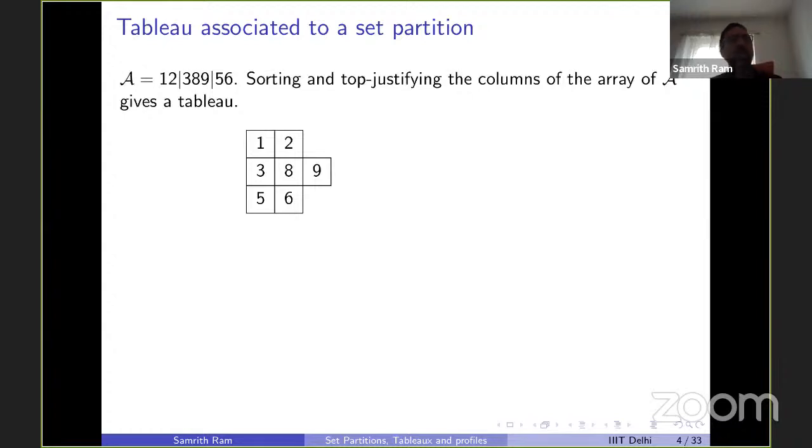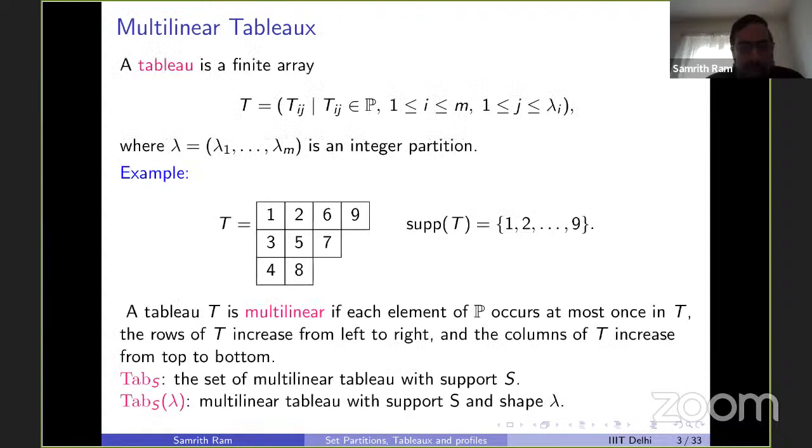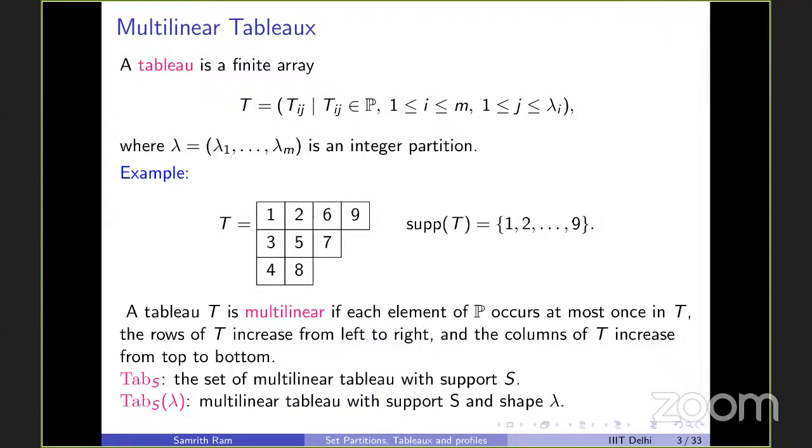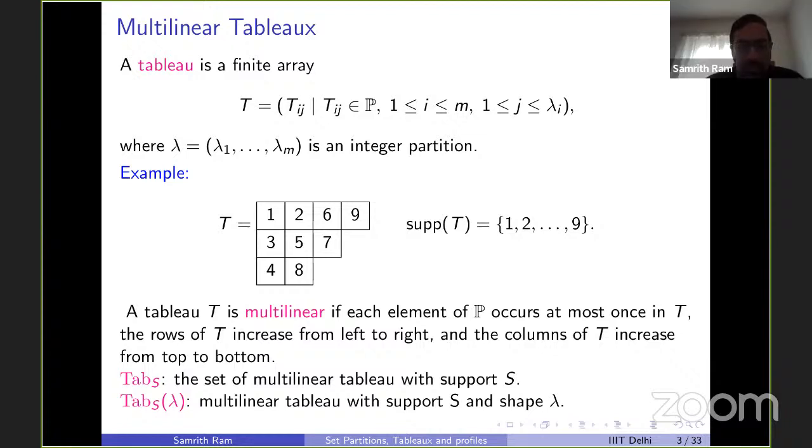All right. It turns out that there is a nice way in which one can associate a tableau to a set partition. Let's start with our running example, the set partition shown here, and let's sort each of the columns. In your previous definition, lambda is a partition, right? That's right. Lambda is an integer partition, the usual definition.